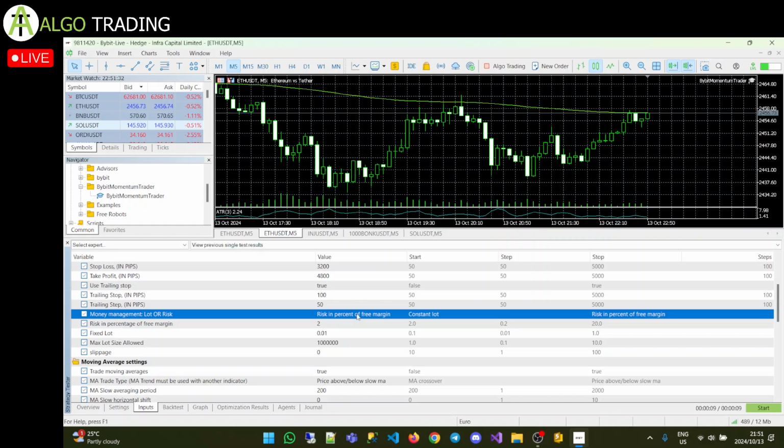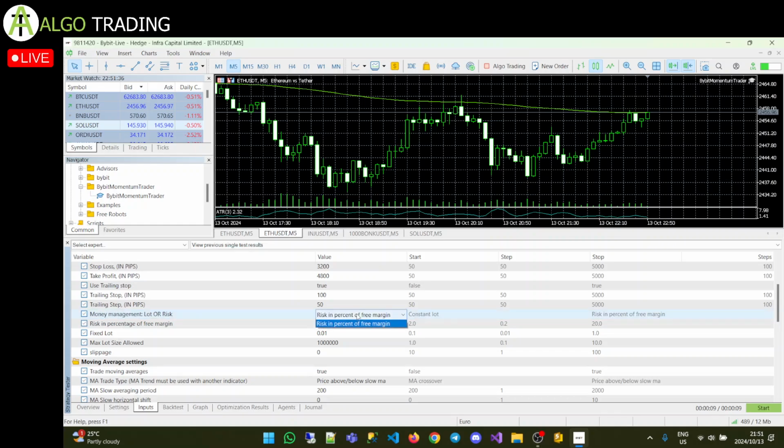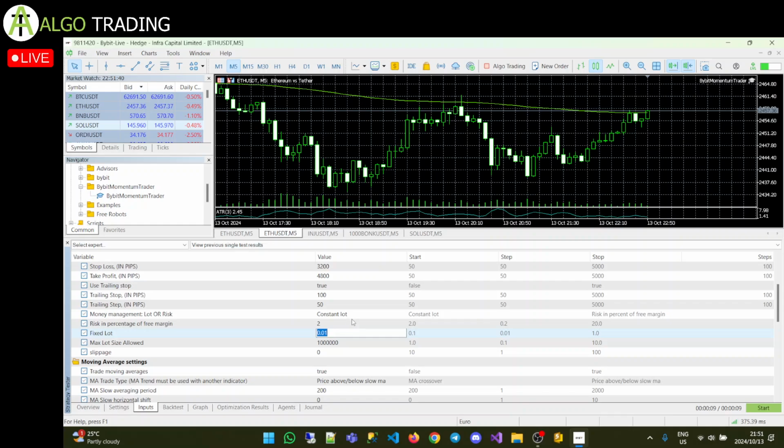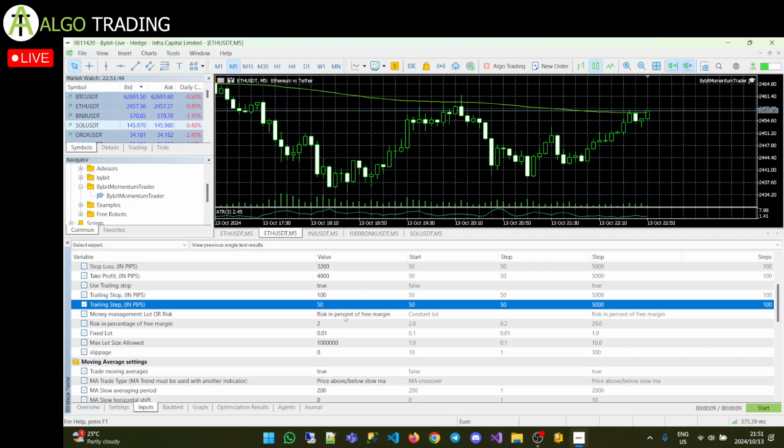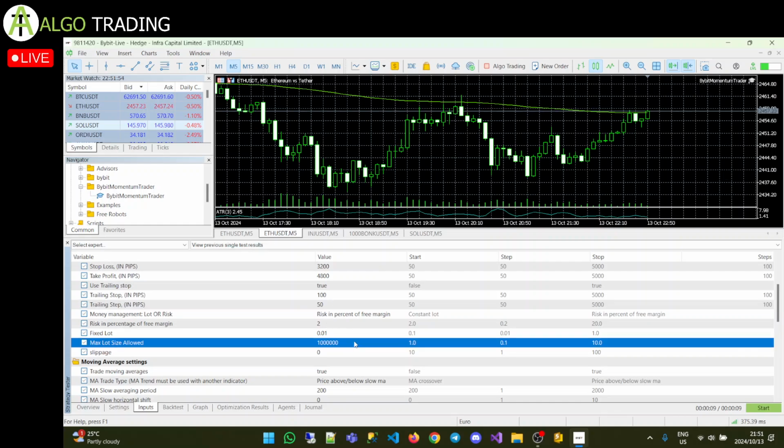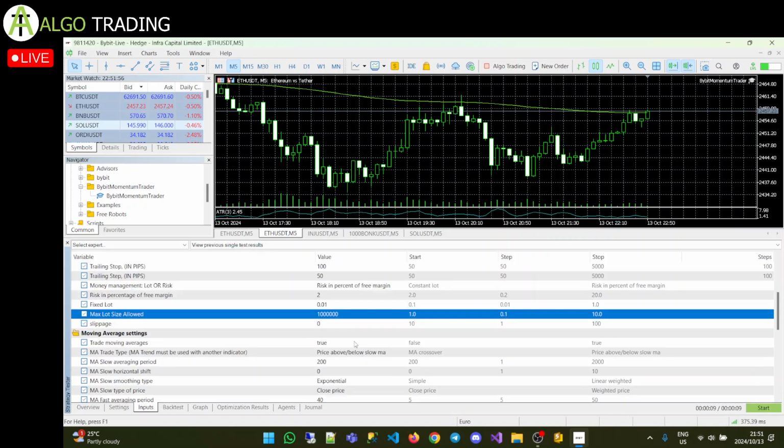And here's your money management section, so you could decide, do you want to use a constant lot? If you're using a constant lot, you'll fill in this field over here. If you're going to use a risk in percentage of your free margin, you would fill that in there. You can see on this set file, or in this EA, I'm risking 2% of my free margin each trade. Your max lot size, so if you don't want it to go over a certain lot size, you could set your lot size here.